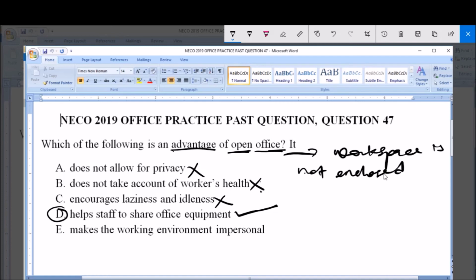Now E says makes the working environment impersonal. This is a disadvantage of Open Office. So therefore the answer to this question, which is an advantage of Open Office, is option D. Helps staff to share office equipment.